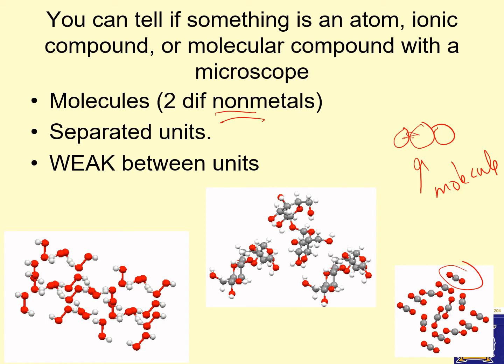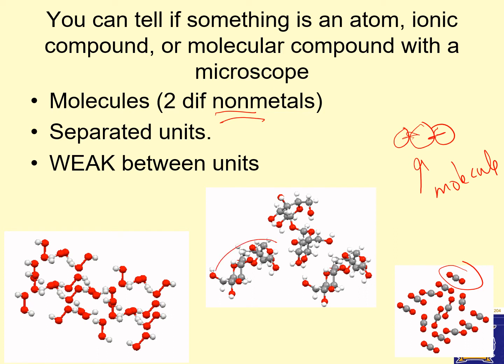And the bonds here are between two nonmetals, right? But then between this molecule and the next one, there are not strong attractions. So between the molecules, which I'm calling units, there are no attractions, or weak attractions. So this could be a gas or a liquid.